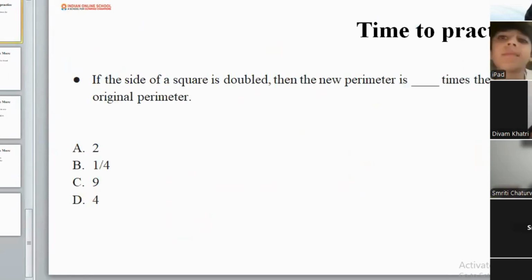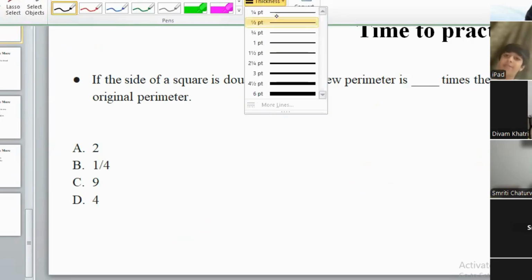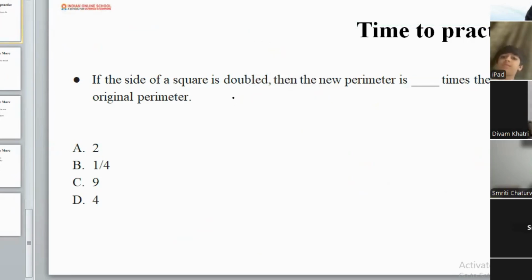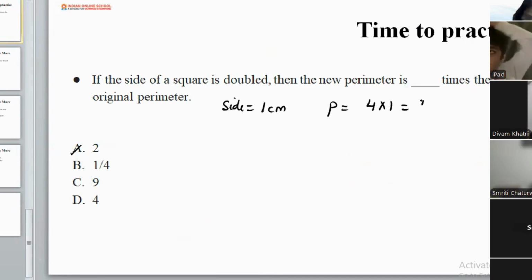If the side of the square is doubled, then the new perimeter is dash times the original perimeter. Double. That is going to be 2. If we take the side as 1 centimeter, then the perimeter would be what? 4 times 1, that is 4 centimeters.